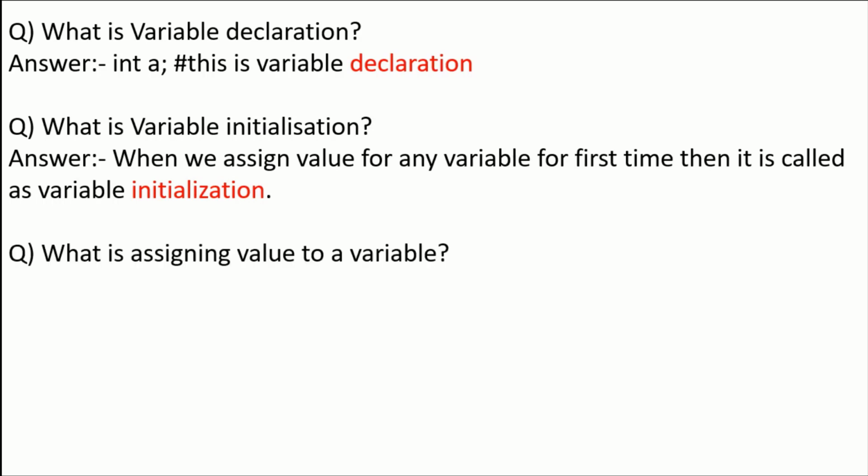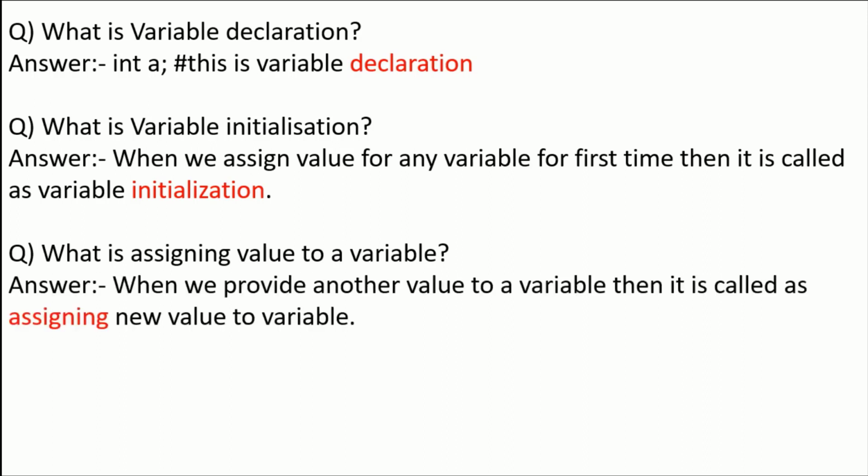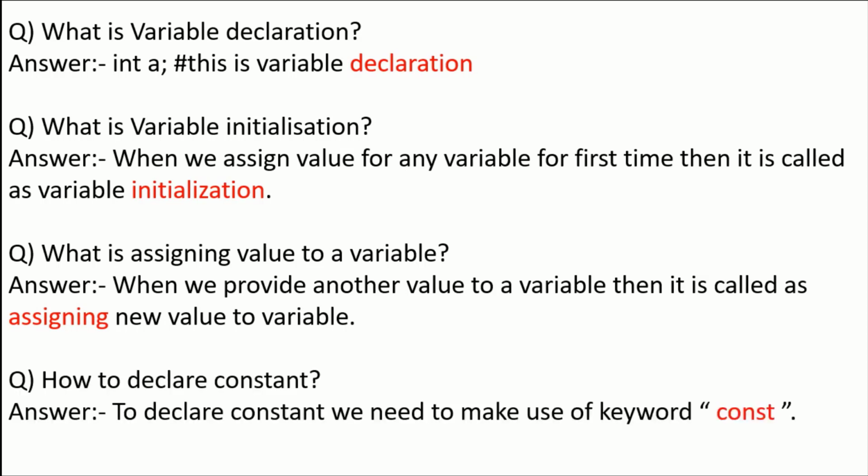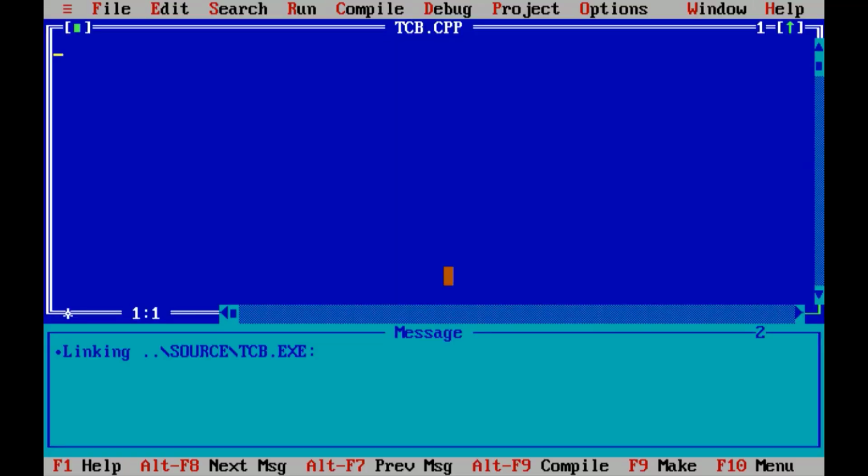Now, what is assigning value to a variable? When we provide another value to a variable, then it is called as assigning a new value to variable. How to declare constant? To declare constant, we need to make use of keyword const. We will see all these things practically. Let's move on. Now let's understand variable declaration, variable initialization and assigning value to variable practically.